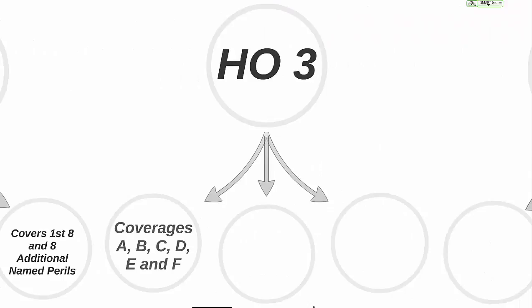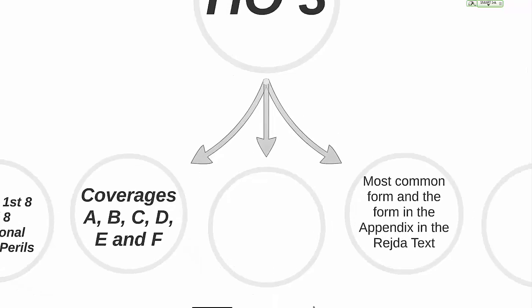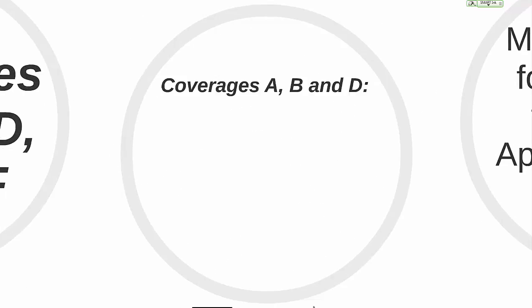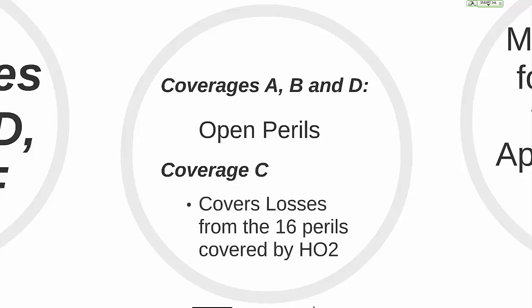Then HO3 also provides coverages A, B, C, D, E, and F, just like 1 and 2. It is the most common form, and the form in the appendix in the RADA and McNamara text. But also, for coverages A, B, and D, it is open perils, meaning that it covers any peril except that which is specifically excluded. For coverage C, it covers losses from the 16 perils that are also covered by HO2, those 16 perils that I discussed above.